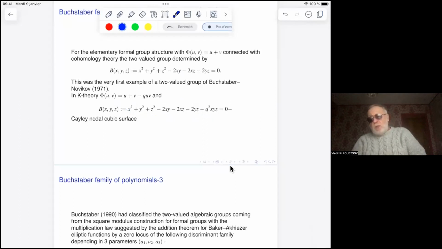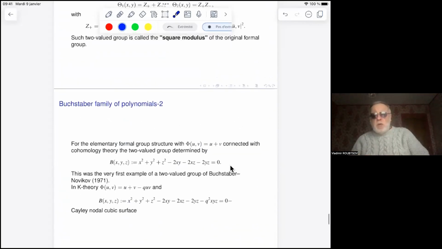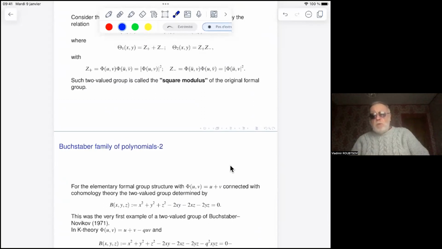If we consider this locus of zeros in the corresponding projective space, then we have the so-called nodal Cayley cubic surface, which is a very famous and very well-studied object in algebraic geometry. And then, of course, there was a kind of problem: what are the general properties of polynomials of this type, in xyz, which give this law of a square modular formal group?